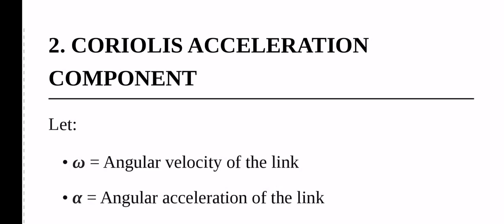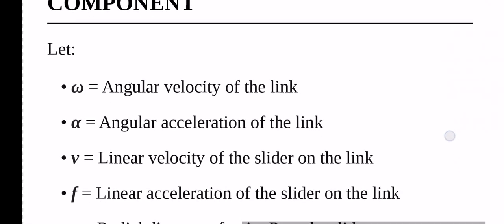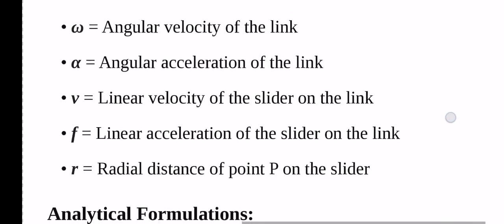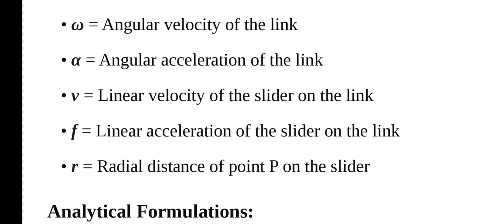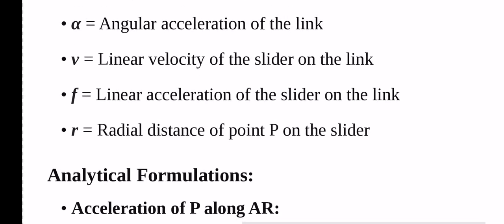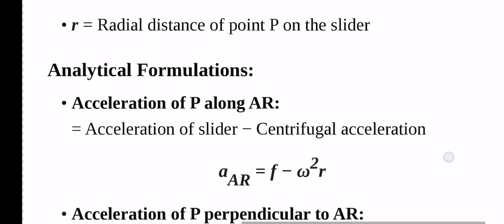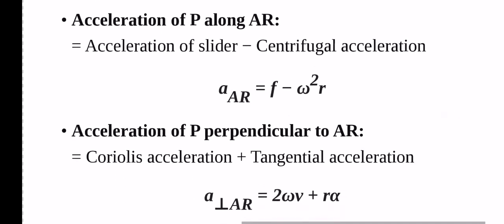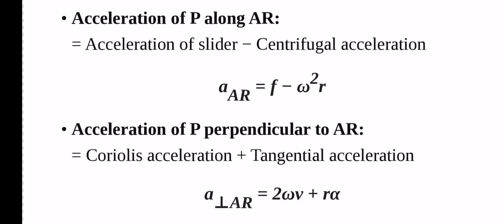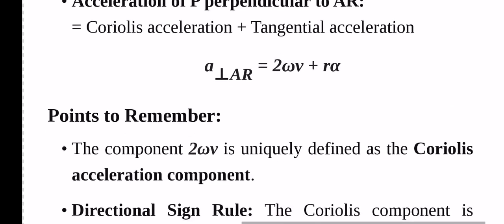Coriolis acceleration components. Let omega be the angular velocity of the link, alpha the angular acceleration of the link, v the linear velocity of the slider on the link, f the linear acceleration of the slider on the link, and r the radial distance of point P on the slider. Analytical formulations: acceleration of P along AR is the acceleration of the slider minus centrifugal acceleration, which is equal to f minus omega square r. Acceleration of P perpendicular to AR is Coriolis acceleration plus tangential acceleration, which is equal to A perpendicular to AR, equal to 2 omega v plus r alpha.